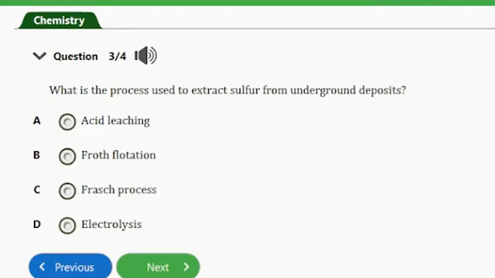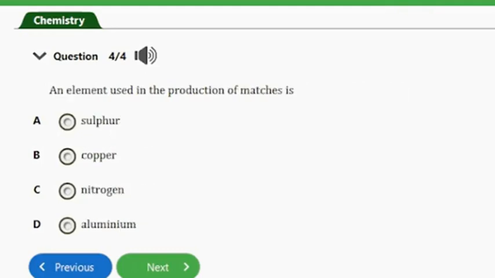Question number 3 here. It says, what is the process used to extract sulfur from underground deposits? We've answered this question before. We have acid leaching, flotation, Frasch process, and electrolysis. The answer to this question is option C, the Frasch process. So let's consider the next and last question, question number 4 here.